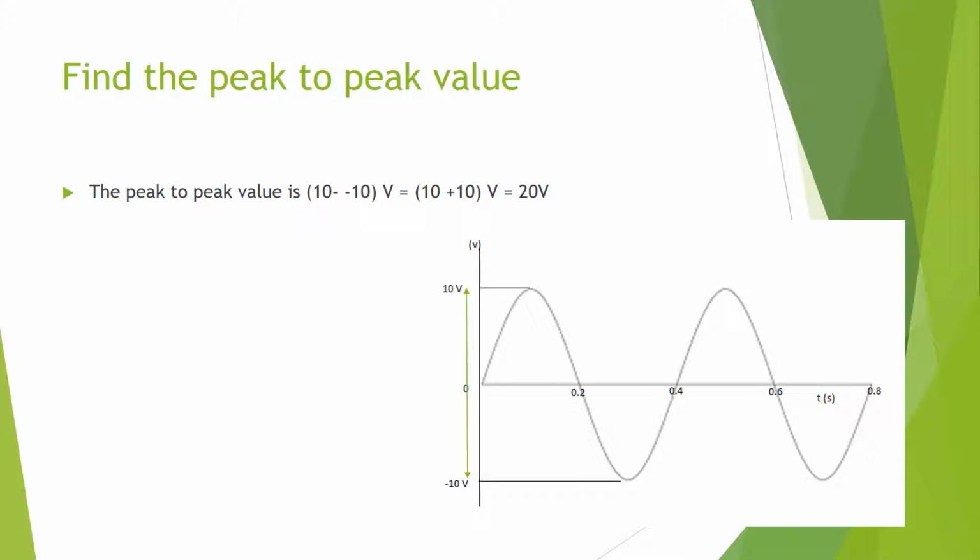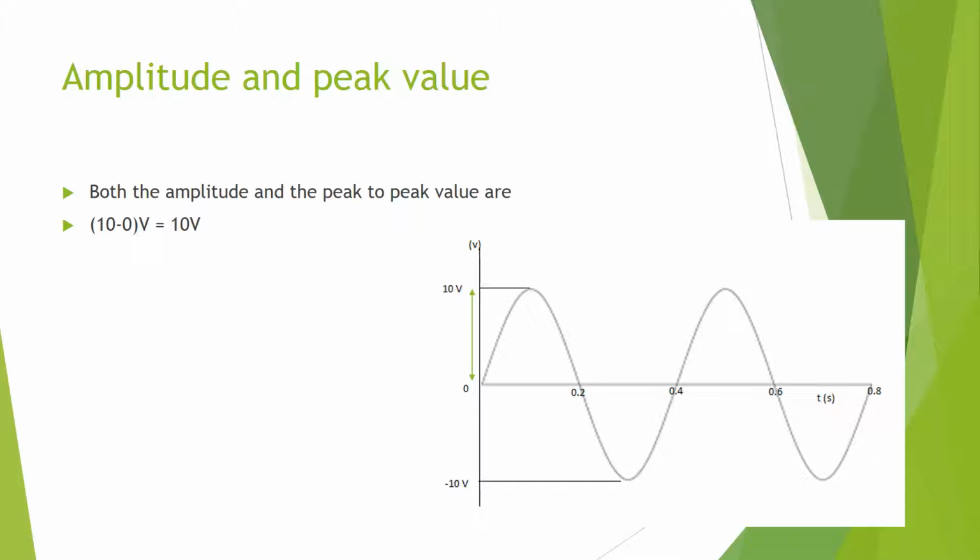So the peak-to-peak value is pretty much the very top value, which is 10 volts, minus the very bottom value, which is minus 10 volts. So that makes 10 plus 10, which is 20 volts. The amplitude and the peak value are going to be measured from the reference point of 0, and the very top value is 10, so 10 minus 0, which makes 10 volts.